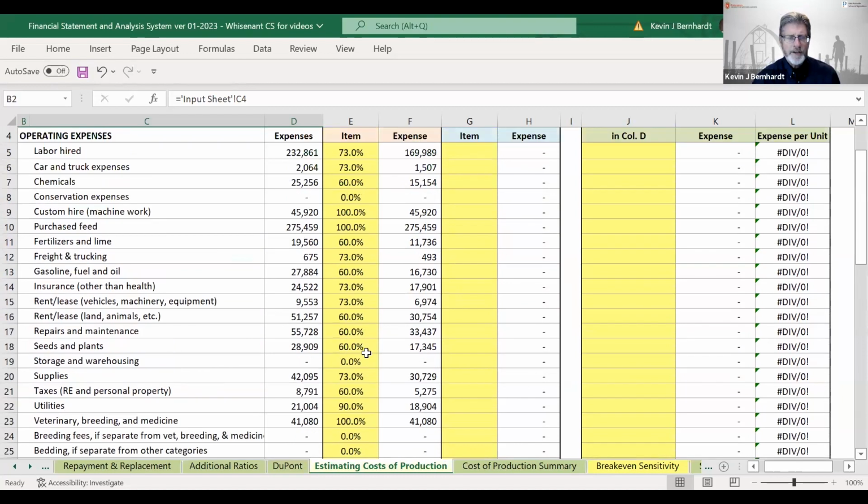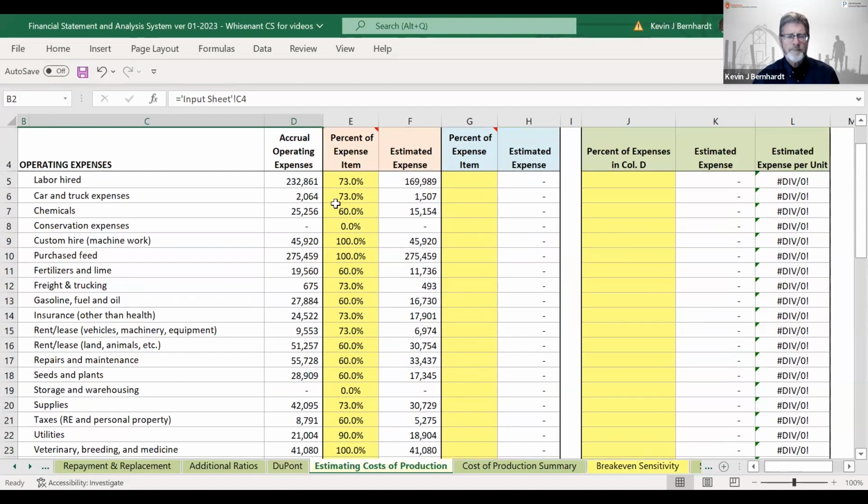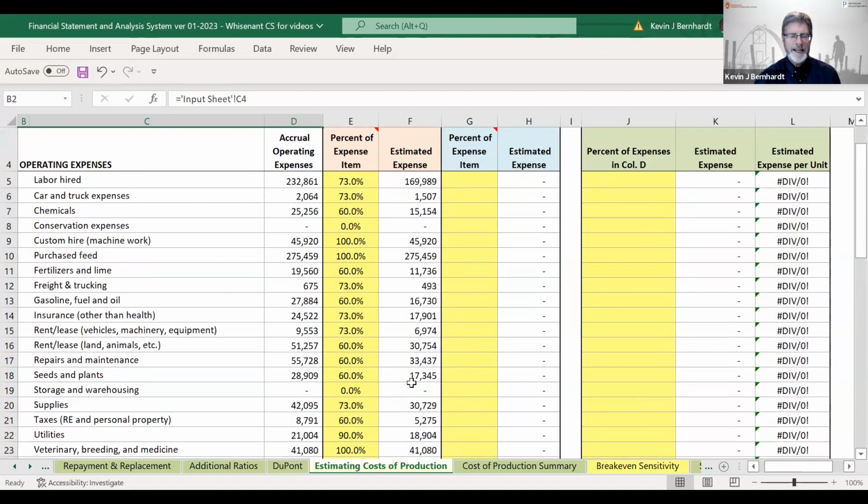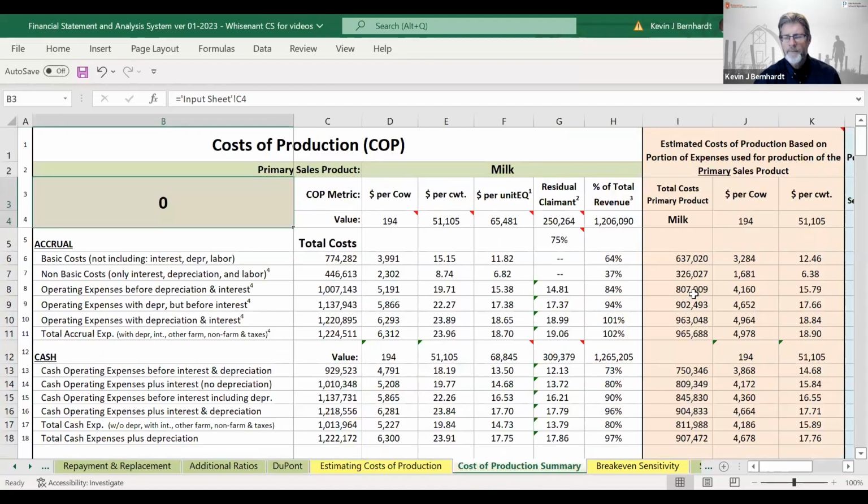So the user, the producer, has to put these percentages in. Once those percentages are in, the spreadsheet does the multiplication. So now you get a cost of production for just milk based on the percentages that you put in there, and these are all added up. Back down at the tabs, on the cost of production summary, I'm going to click on that. That's what you see in these pink salmon colored cells.